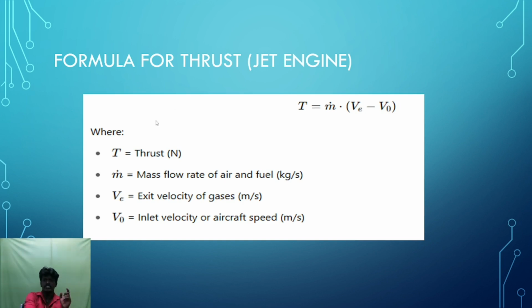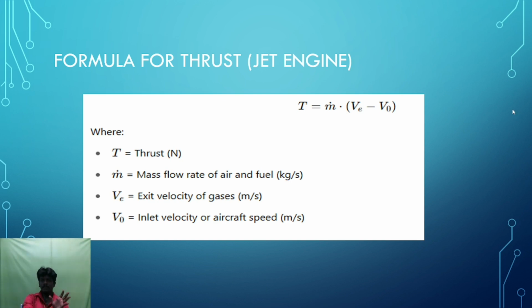This is the formula for thrust. We take the formula for jet engine thrust, which is equal to m dot into (Ve minus V naught), where thrust is represented by T, and its unit is Newton. m dot is the mass flow rate of air and fuel in kilograms per second, Ve is the exit velocity of gases in meters per second, and V naught is the inlet velocity, the aircraft speed, in meters per second.